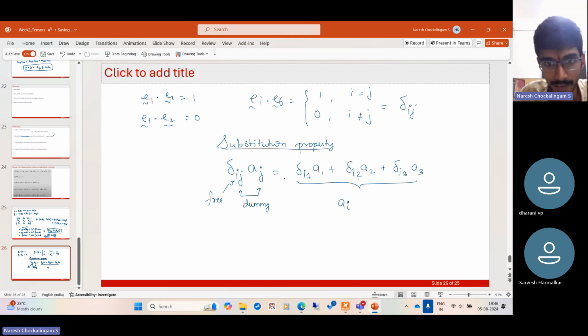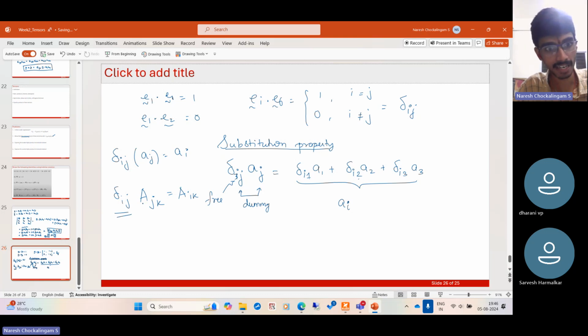So if you find it difficult to visualize in terms of i, put i as 3. So when this is delta 3j, A3 will survive. When delta 2j is there, A2 will survive. So when delta ij is there, Ai will survive. So this is the substitution property. When you have delta ij multiplying something, Aj, what survives is Ai. Similarly, if delta ij is multiplying a tensor, Ajk, what survives is Aik. So whenever you have delta ij multiplying something, in place of j, substitute i. So this is the substitution property of delta.